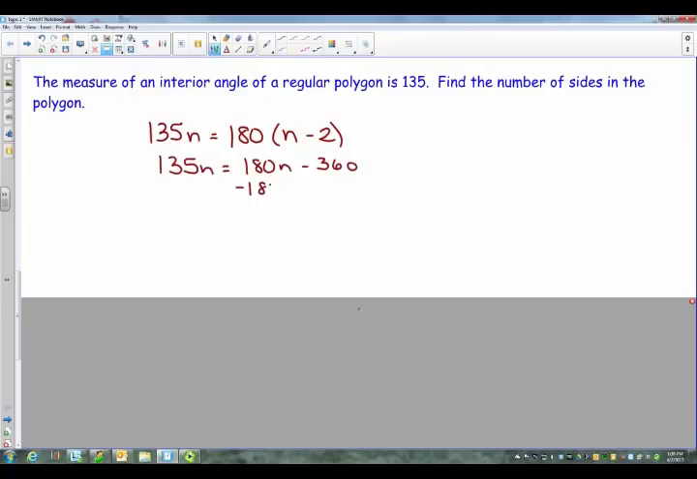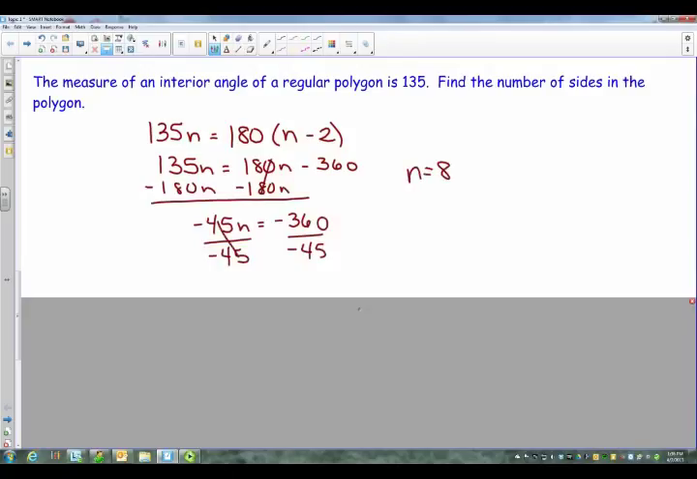Start getting your n together on the same side. So I'm going to subtract 180n from both sides. Those are gone. That gives me a negative 45n equals a negative 360. Divide by a negative 45. And what that's going to leave me with is an n value of 8. So this is an 8-sided figure, or an octagon, that is regular, meaning all of those are the same, and so those angles would be 135 degrees.